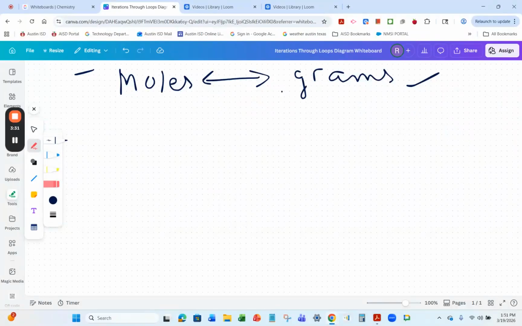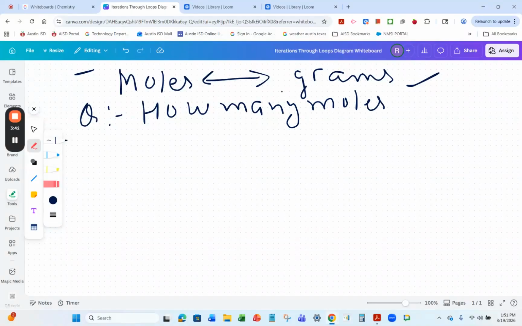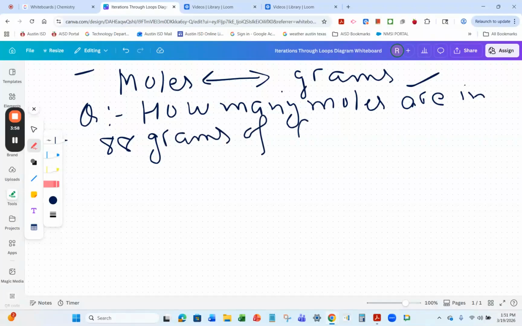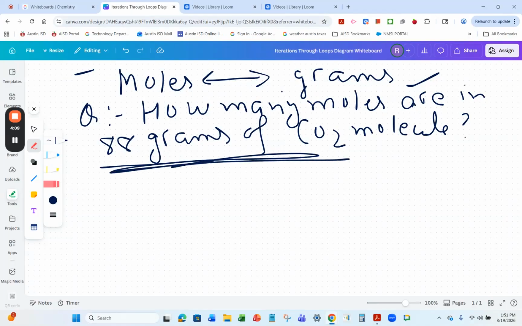Let's say this is your question: how many moles are in, let's say, I'm going to start with the easy one, but the steps are the same, 88 grams of carbon dioxide molecule? This is your question. What is given to you here? 88 grams of carbon dioxide. What do you want to find? I want to find the moles. And you know your conversion factor.